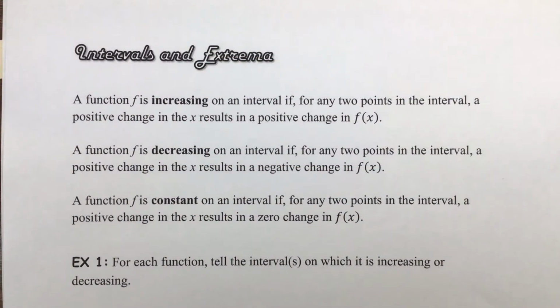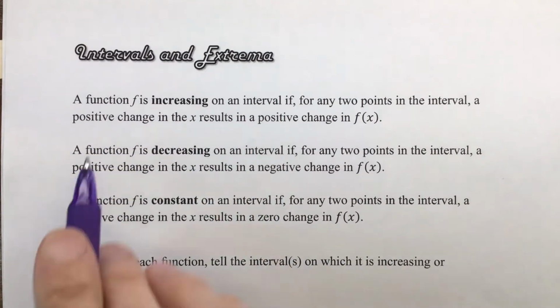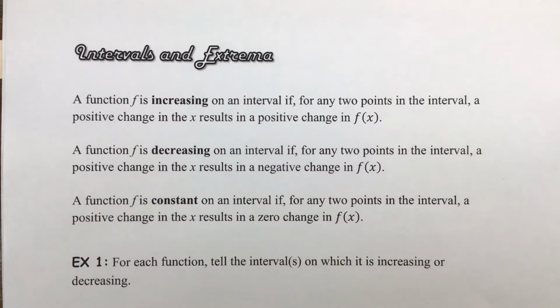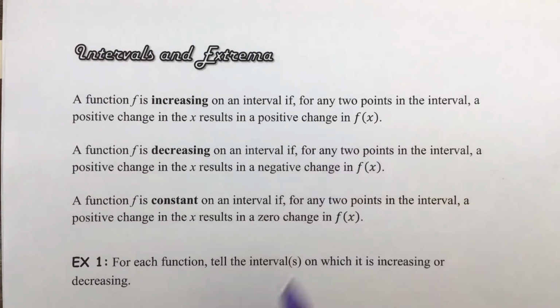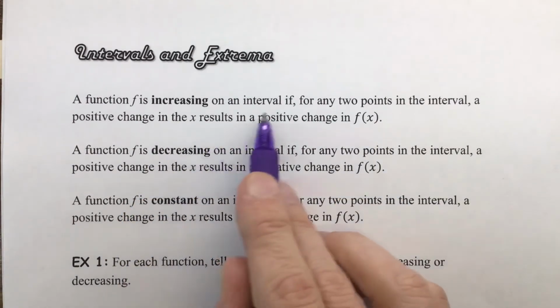Intervals and extrema. A function f is increasing on an interval if for any 2 points in the interval, a positive change in the x results in a positive change in the f of x. In other words, the graph is going up. When we say a positive change in the x, that means that we're going to the right. As we move to the right in the graph, do we get a positive change in the f of x? Does the output go up? If it does, we have an increasing graph. As we move to the right, the graph is moving up.